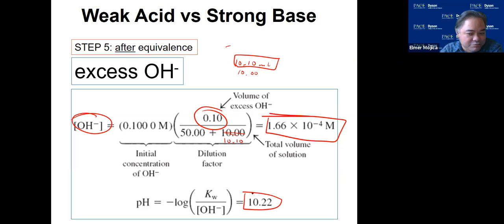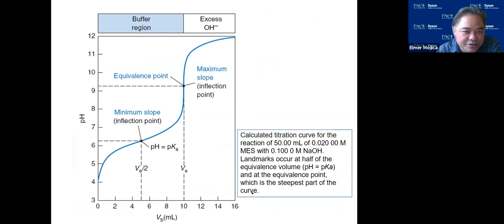So if we summarize what we have right now, this is how it looks like. Okay, the calculated titration curve for the reaction of 50 ml 0.02 molar of morpholino ethane sulfonic acid with 0.1 molar NaOH. So this is the initial pH, and then before equivalence point wherein it acts like a buffer, and then the equivalence point, and then after equivalence point. As you could see there, the equivalence point is the steepest part of the curve.